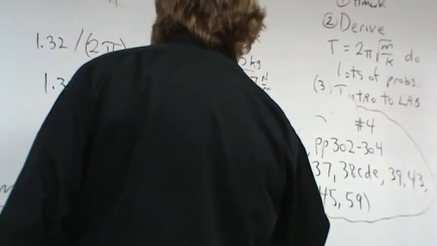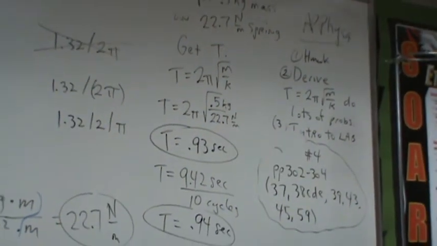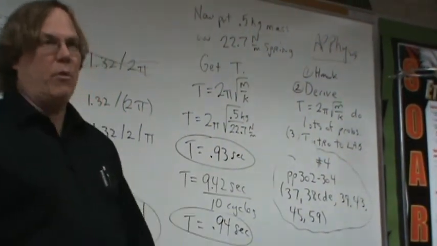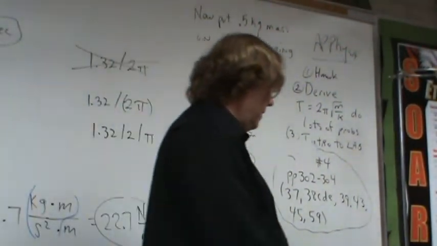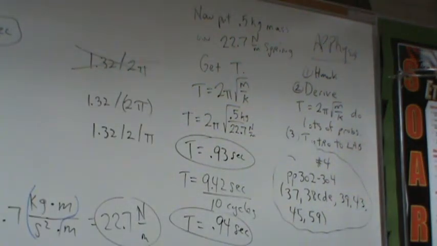So I get 0.94 approximately seconds. So tell me, was my prediction pretty accurate? Heck yeah, 1% off. I'll take 1% off on the lab where I'm going click. Okay, great. So that's it. That's the formula. Now it's time to talk about your lab.